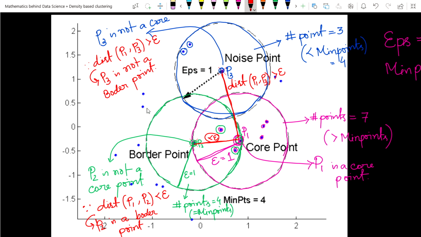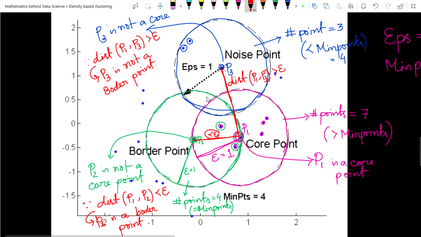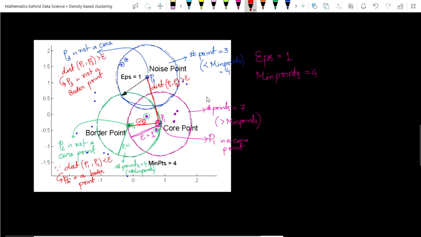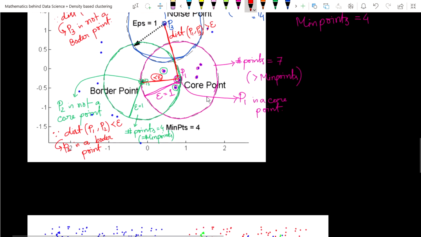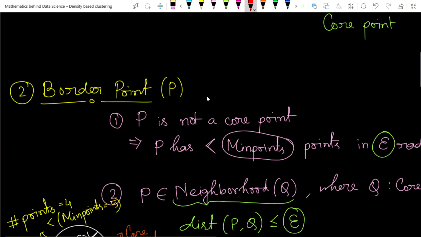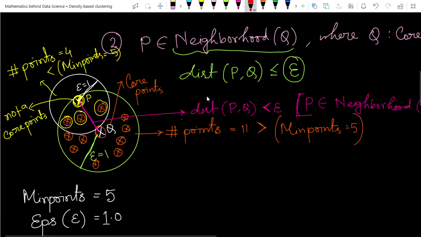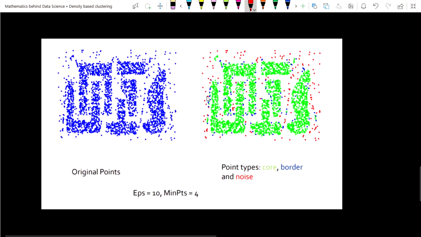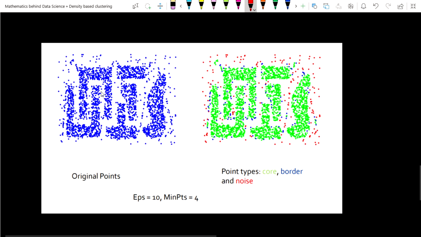I think you got the idea of how these 3 points are defined. Now let's see how to apply these 3 simple concepts on real data. This is the real data that I have taken from Google Images. This is our raw data. Using these 3 concepts, core point, border point, and noise point, we can easily separate our whole data into clusters.